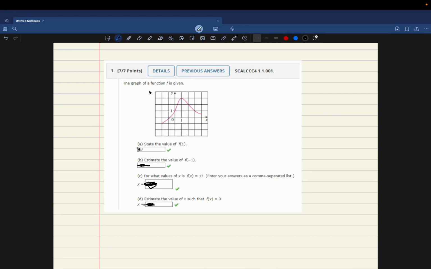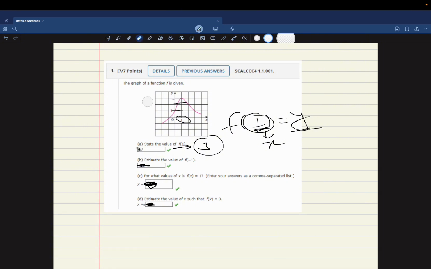First question, it is saying state the value of f(1). So here f means y-axis, and then this 1 means the value of x. So in the y-axis, if the value of x is 1, then what is the value of y? So you can plug in here. So this is the x-axis. So if it is 1, then the value of y is, you can see this is 1, this is 2, and this is 3. So the value of f(1) should be 3.